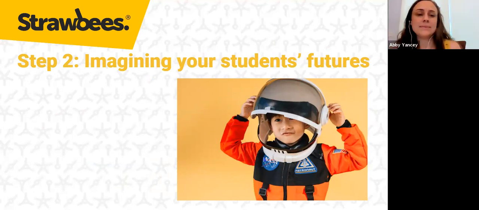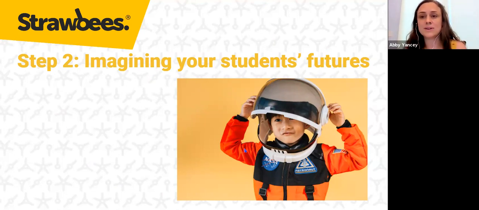And step 2 happens really in tandem with step 1. And step 2 is also ongoing. Imagining your students' futures is step 2. And I really love this because what helps with this process is that you really want to build empathy with your students, and you want to listen to them. What do they want out of school? Just as Sam shared in that earlier example.